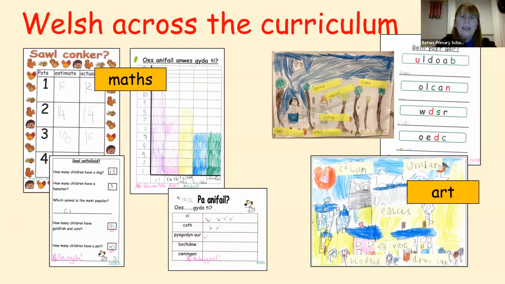We were using the pattern oes, whatever, gyda ti. So to practise that, we did it in maths. So to work out what pets everybody's got, making a graph. So they went round asking, oes ci gyda ti, oes cath gyda ti, and then using that information to make their own graphs.